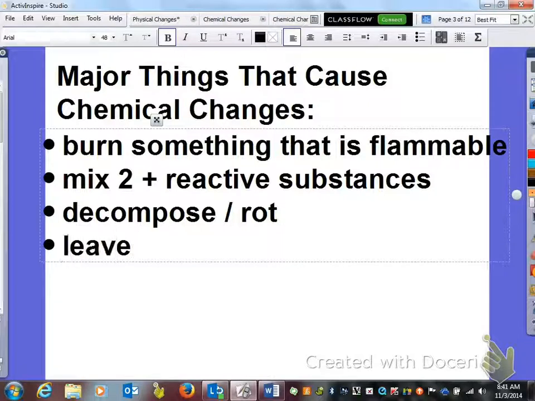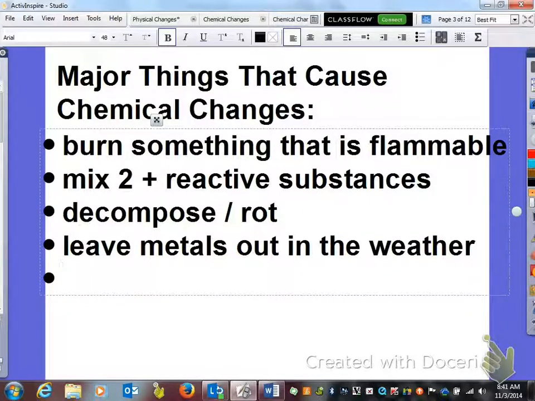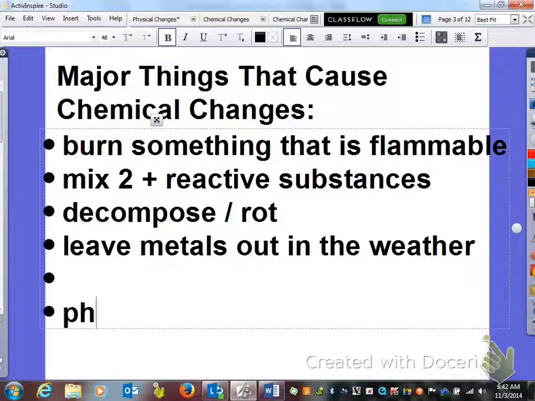Another one is when we leave metals out in the weather. If you have a bike, and I want you to put bike beside this, just to help you recall, if you leave your bike out in the weather for 3 years in a row, eventually that bike's probably going to start to rust. That rust is evidence that a chemical change has occurred. Believe it or not, I want you also in the next bullet to write cook. When you cook, you are causing chemical change. So put cook.